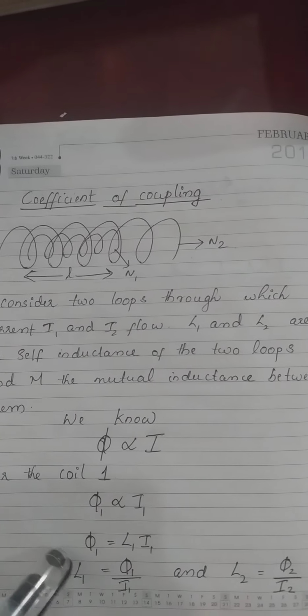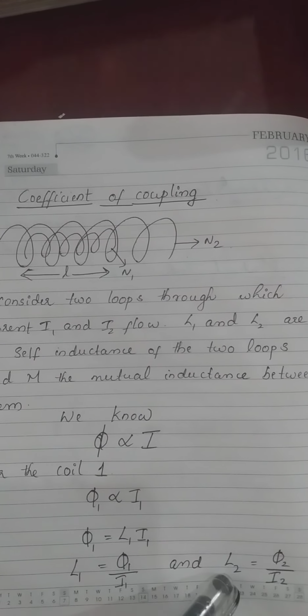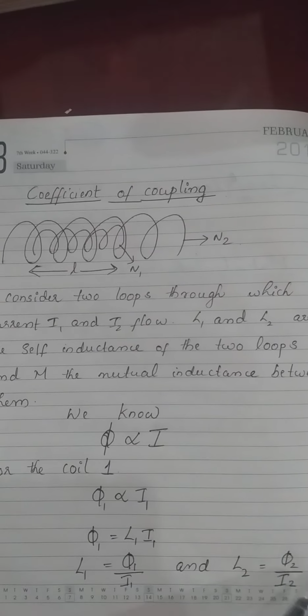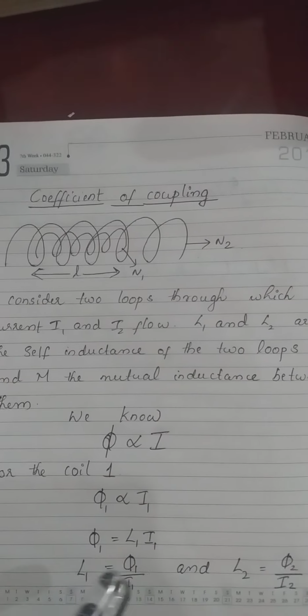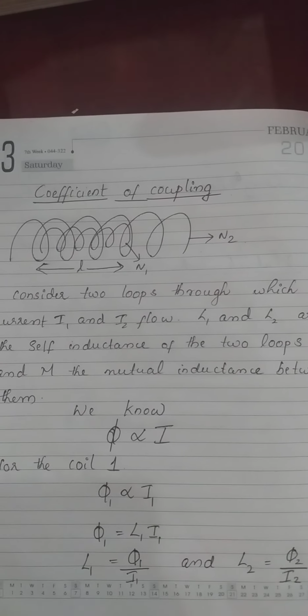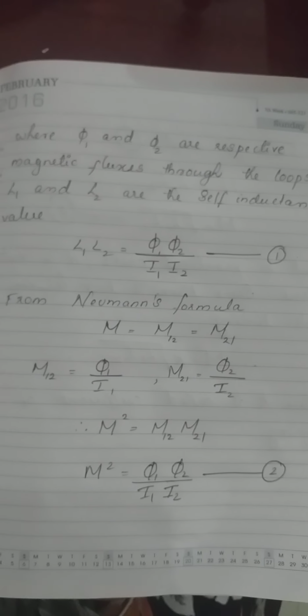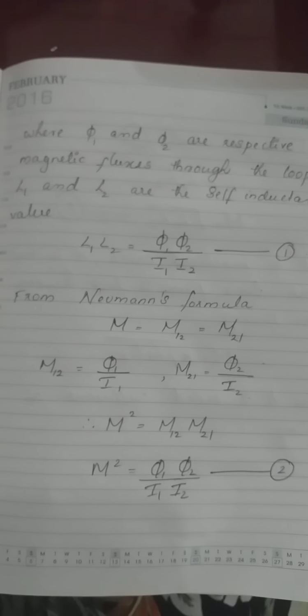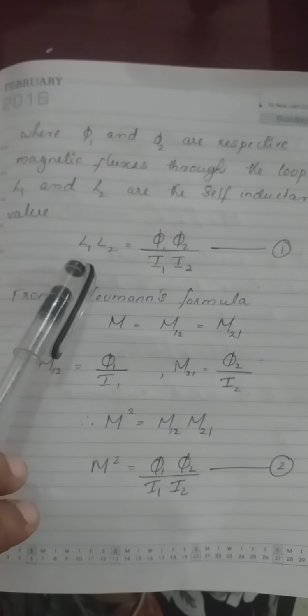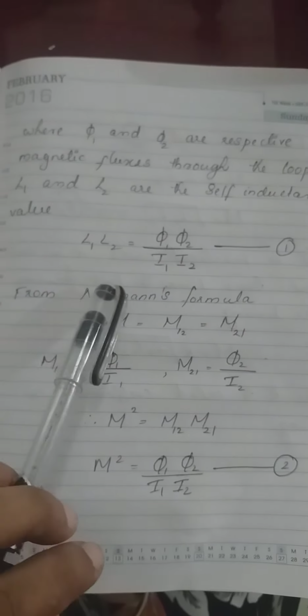where L1 and L2 are the self-inductance of the coils, phi 1 and phi 2 are the magnetic flux, and I1 and I2 are the current flowing through those coils. So we get L1 and L2. Multiplying these two values, L1 into L2 is equal to phi 1 by I1 into phi 2 by I2. That is equation number 1.